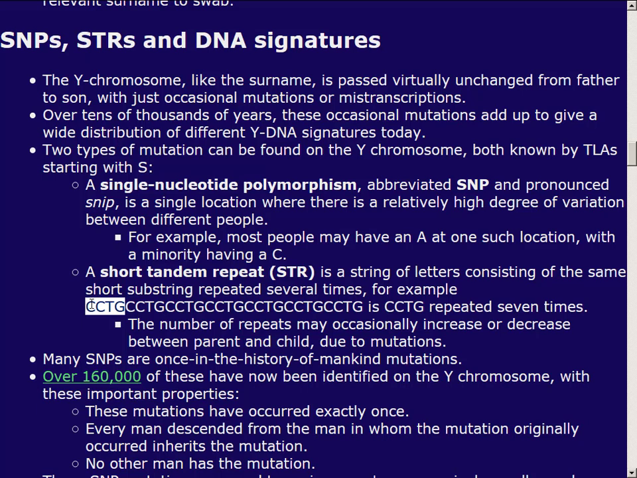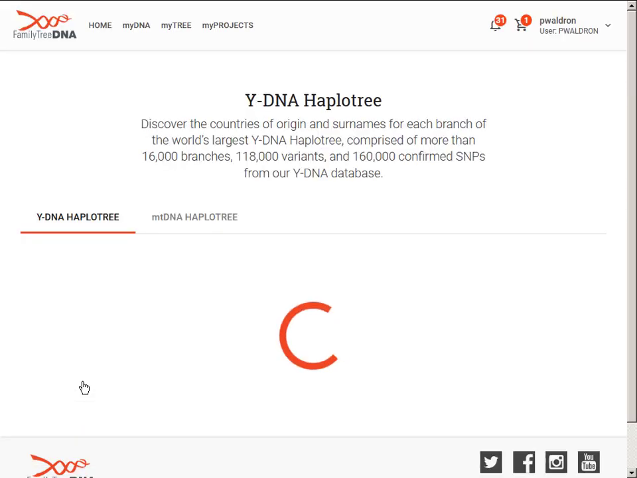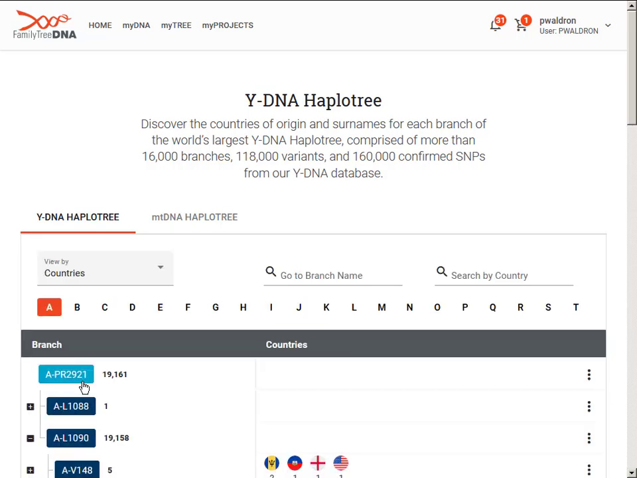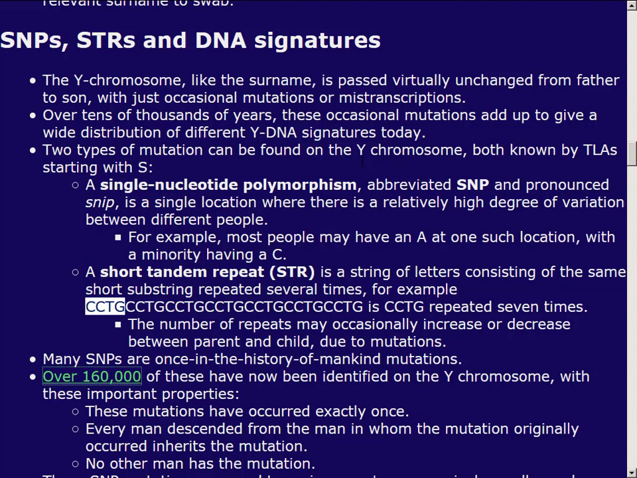The SNPs are the most exciting. They're new. There's been a SNP tsunami in the last 5 years or so. Now there are over 160,000 of these. The ones that are of use to us are once-in-the-history-of-mankind mutations. One man once, maybe 100 years ago, maybe 1,000 years ago, maybe 10,000 years ago, had this transcription error from his father's DNA to his own DNA. An A turned into a C or whatever. And if that happened in that man, all his direct male line descendants have that same transcription, and no other man in the world has that transcription.